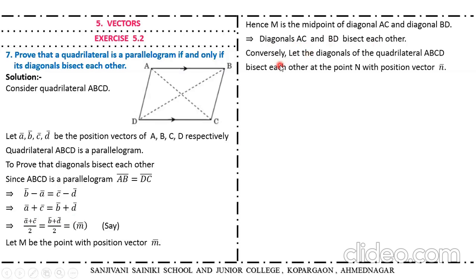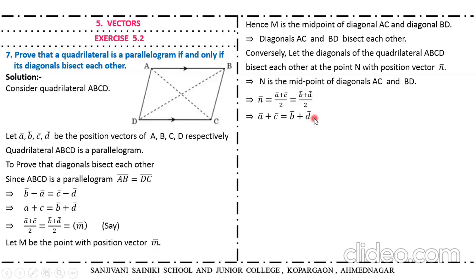Now, conversely, let the diagonals of the quadrilateral ABCD bisect each other at the point N with the position vector N bar. Now, we are assuming that diagonals bisect each other. We have to prove that it is a parallelogram. As N is the midpoint of the diagonals AC and BD, we get N bar is equal to A bar plus C bar upon 2 and B bar plus D bar upon 2. So, we will take only these two equalities and solve it.